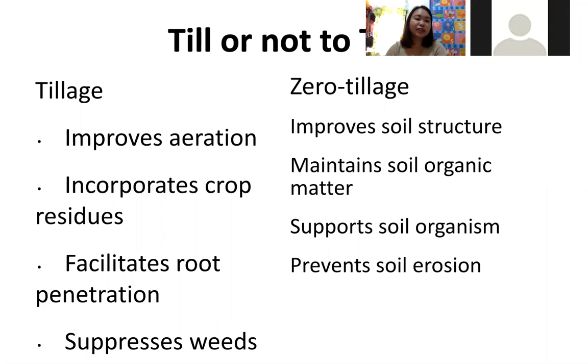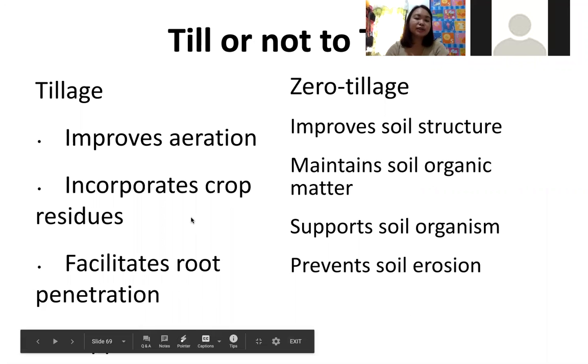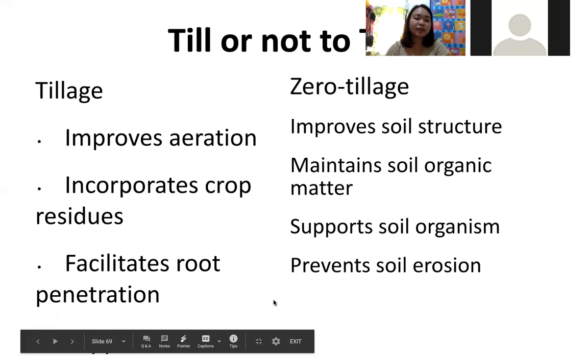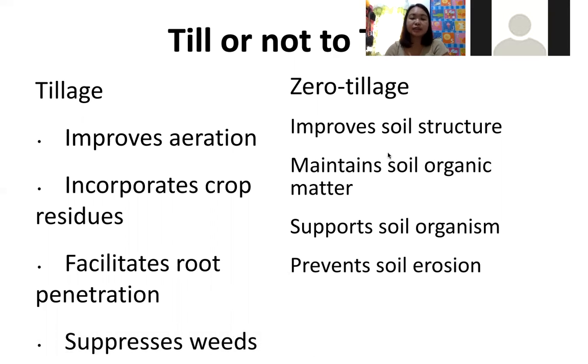So anyway, for tillage naman, it has various advantages: it improves aeration, incorporates crop residues, and facilitates root penetration. For zero tillage naman, it improves soil structure, maintains soil organic matter, supports soil organisms, and prevents soil erosion. And also, tillage will suppress weeds without using herbicide.